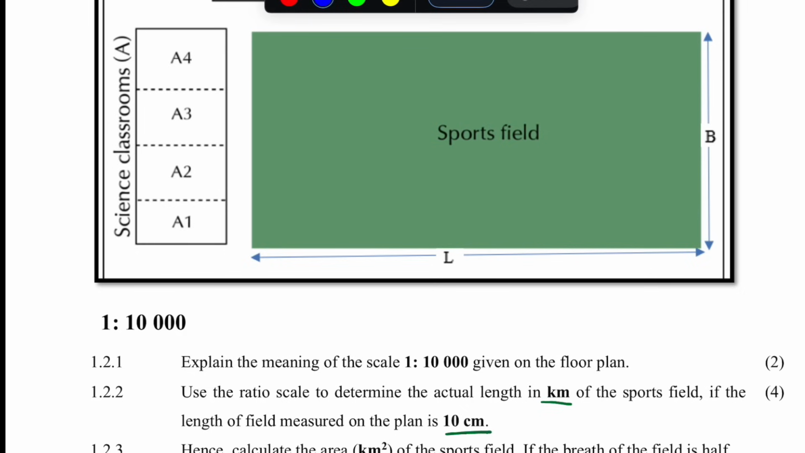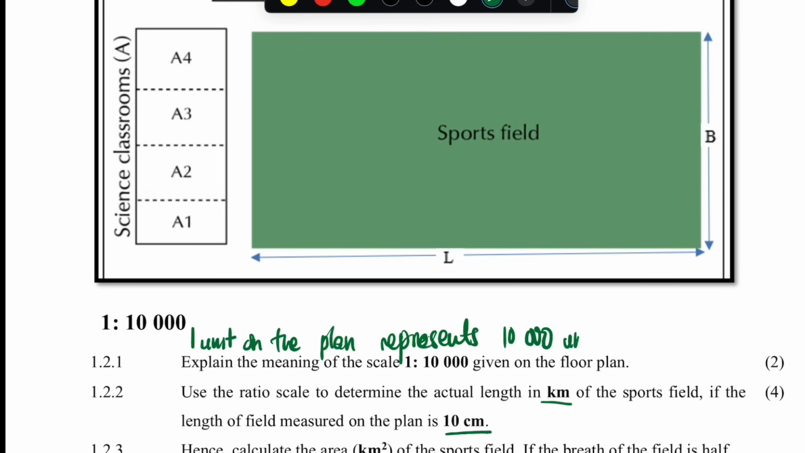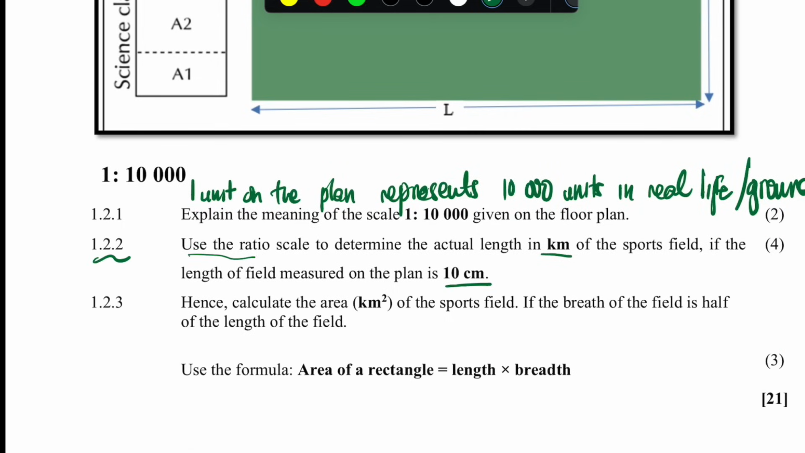Now, in 1.2.1 it says explain the meaning of the scale 1:10,000 on the floor plan. So what do we mean there? The 1 means 1 unit on the plan represents 10,000 units in real life, or on the ground, right? On the ground.